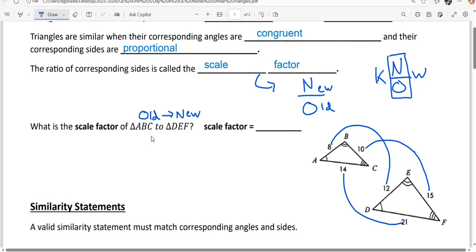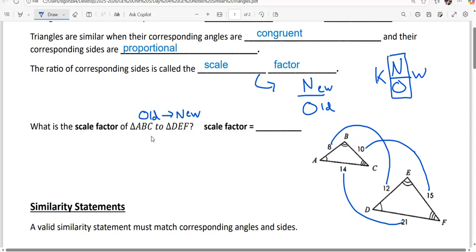So we're not telling if they're similar. We know they're similar. But since we know they're similar, we need to write the scale factor. Check it out, it's pretty easy. All you got to do is take one of these connections and make a fraction. But the hard part is making sure you don't have it upside down. How do I know which number goes on top and which one goes on bottom? N over O. New over old.